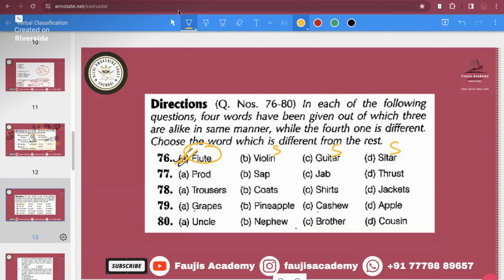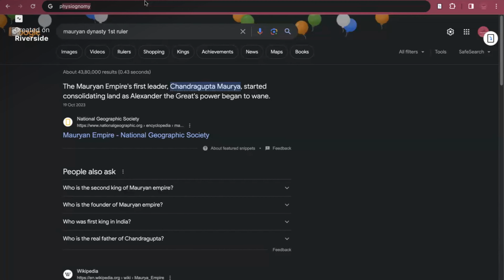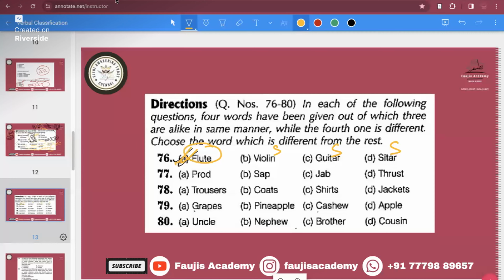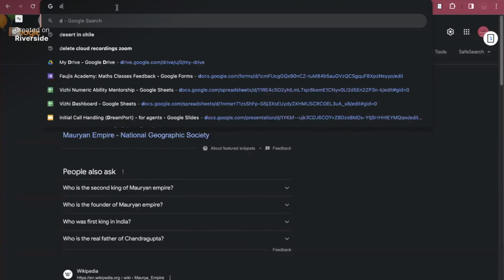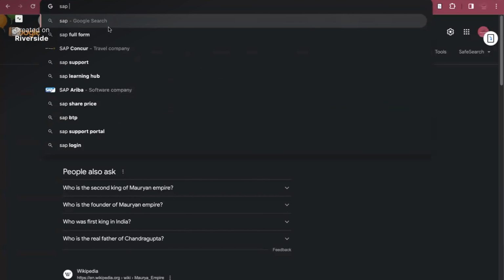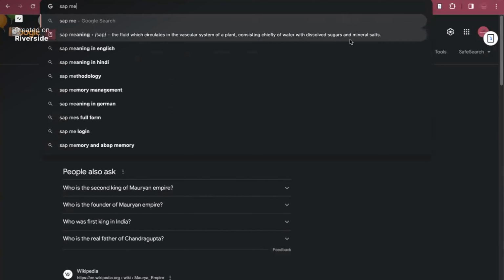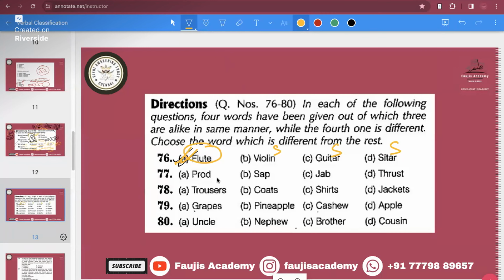77. Google the meaning of prod and sap. I don't know. One moment. Prod: poke with a finger, foot, or pointed object. This is the meaning of prod and sap. Sap means to suck, I guess. Sap is the fluid which circulates in the vascular system, consisting chiefly of water with dissolved sugars and minerals. What is the answer, guys? Prod means poking. We do something like this, 1, 2, 3. Somebody does like this, prodding.